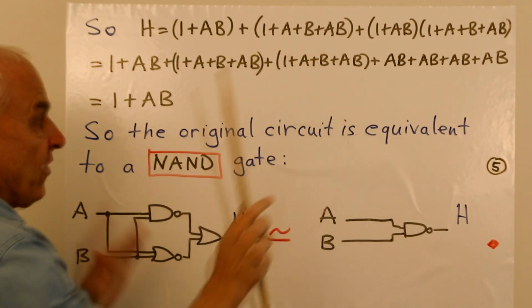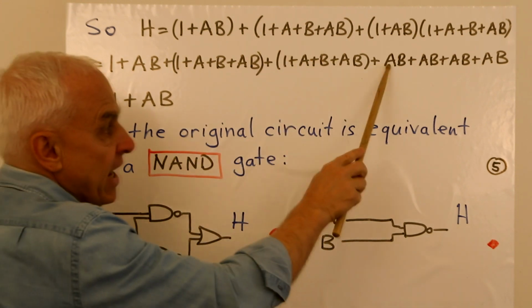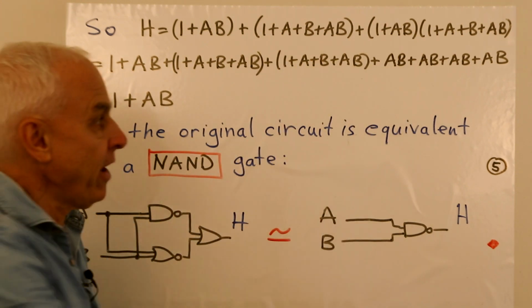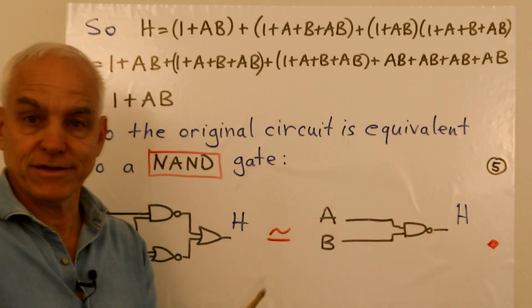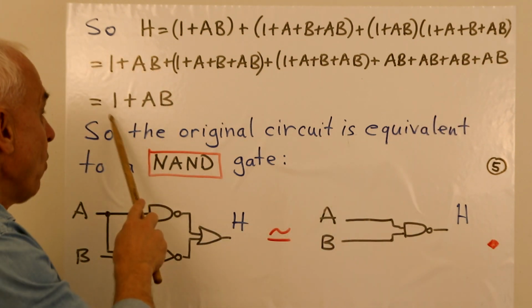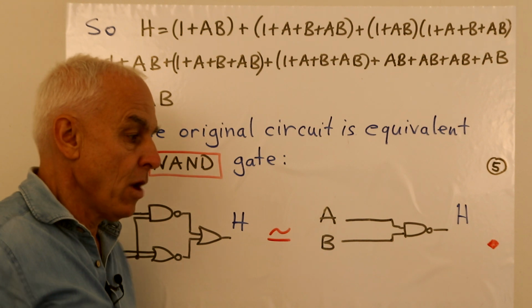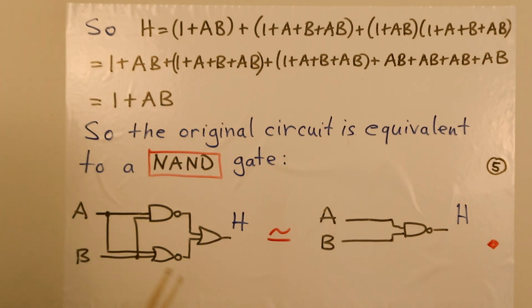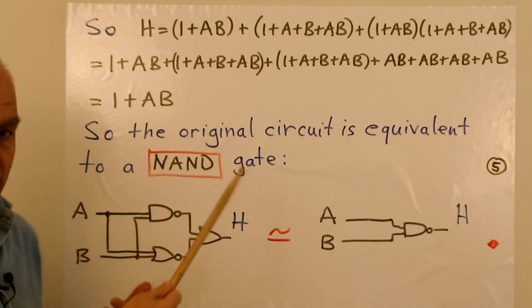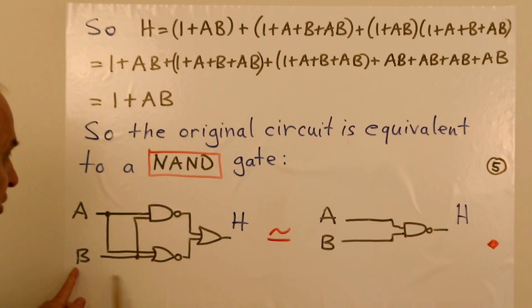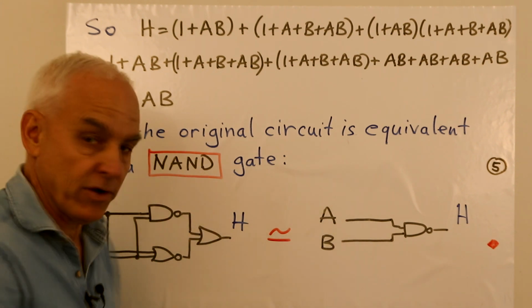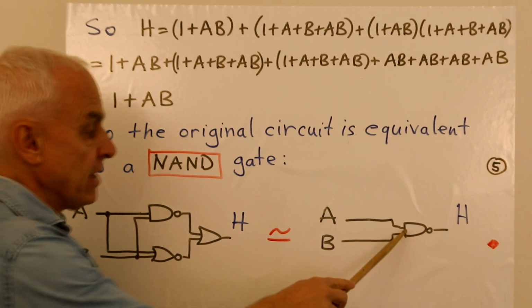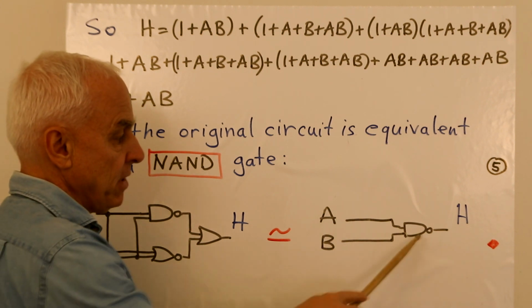These two terms exactly cancel. And this AB and this AB cancel. And this AB and this AB cancel. So the final result is just 1 plus AB, which we recognize is exactly equivalent to a NAND gate. This is the same as A NAND B. So the original circuit that we had is effectively equivalent to this simpler circuit involving a single NAND gate, A NAND B, to create H.